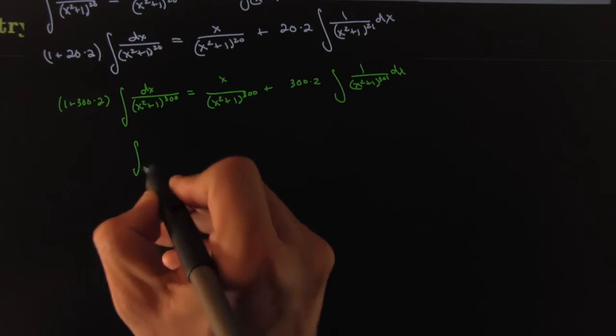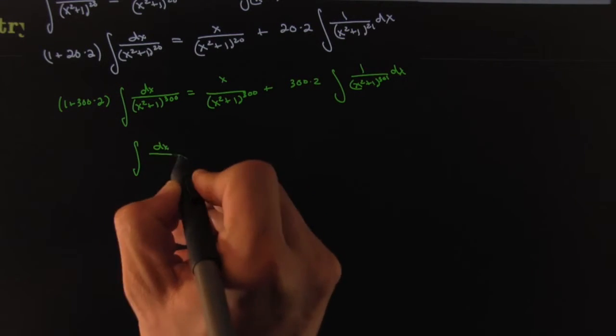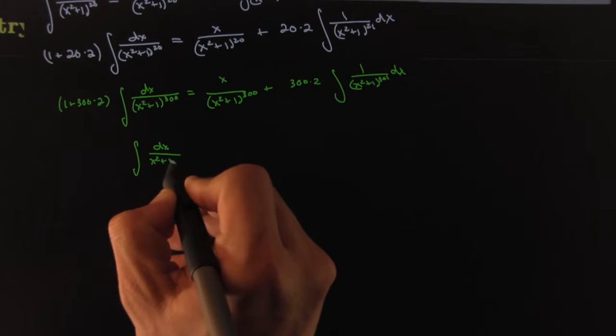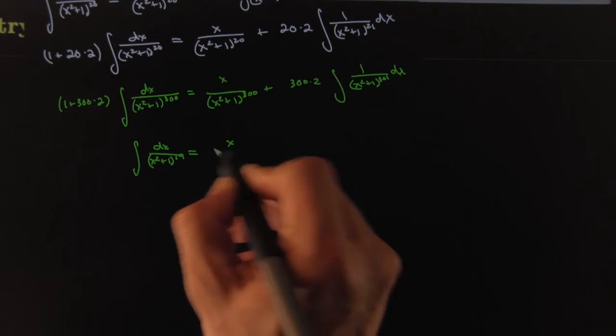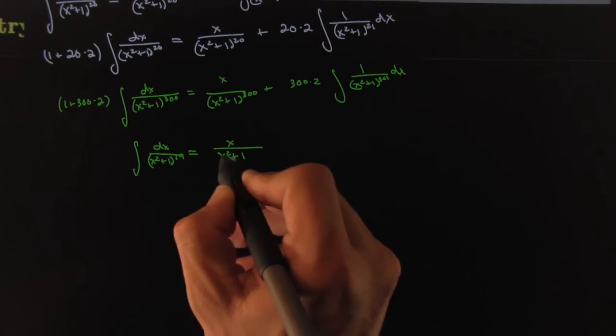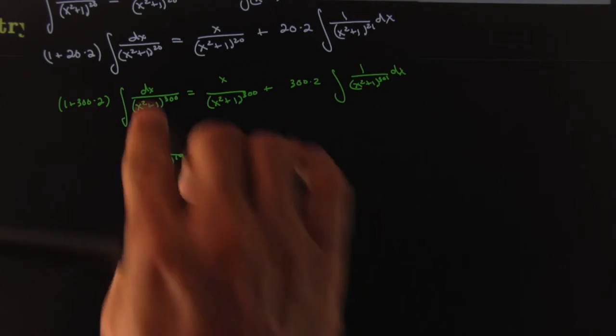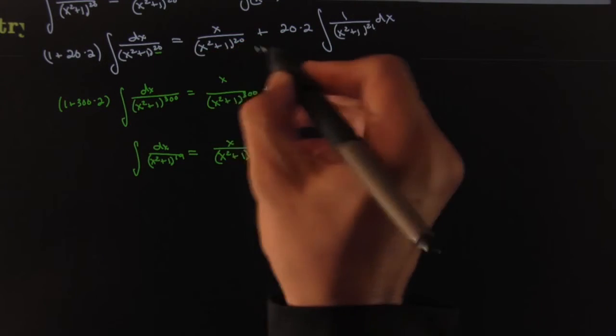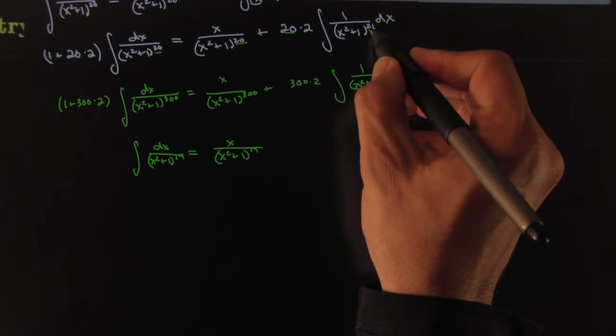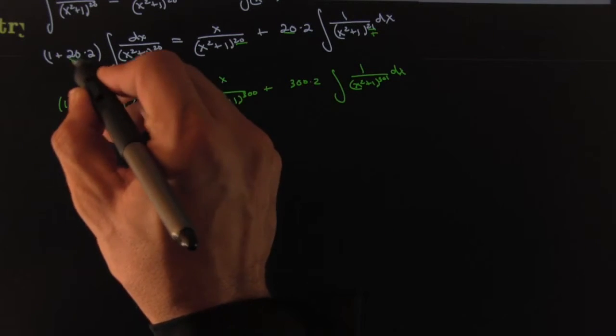It would look like the integral of dx over x squared plus 1 raised to the 19th is equal to x over x squared plus 1 raised to the 19th. See the 20 become a 19. Look at all the places where I'm going to put 19, 19, 19. This will be 19 plus 1. This will be 19.